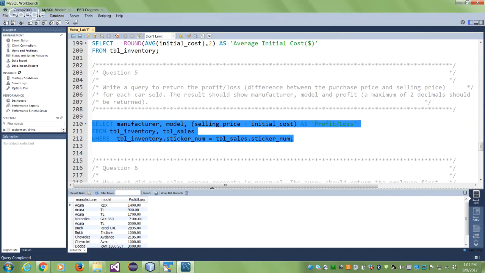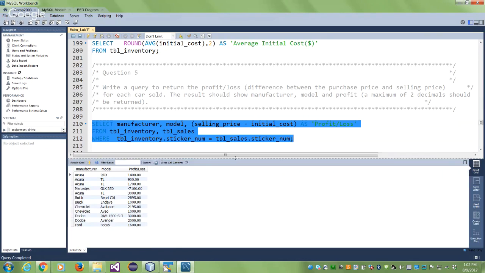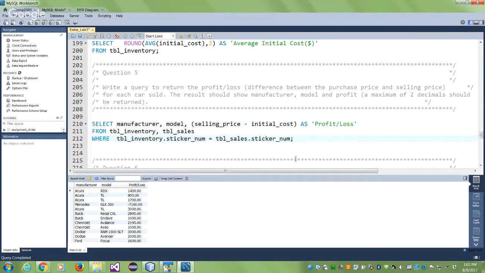So therefore, I think we'll change the heading to profit slash loss because a negative value does represent a loss. You can still call it profit if you like, but a negative value means it was actually a loss. Right? Any negative value means it was a loss. So as I said, it doesn't matter how you give it a heading because a negative value represents a loss anyway. Okay, so there it is.